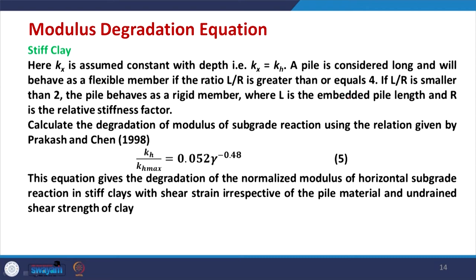The next step is to calculate the degradation of the modulus of subgrade reaction using the relation given by Prakash. Like equation number 1, after fitting the data, this equation has been prepared based on the experimental data conducted. Here you can see that the A value is 0.052 and B is minus 0.48 in equation number 1. So, this equation 5 gives the degradation for stiff clay, the normalized modulus of horizontal subgrade reaction with shear strain. It is irrespective of the pile material and the undrained shear strength of clay. Equation number 5 is a generic equation developed from many types of pile material. What has been proposed by Vesic depends on A and B, which depend on the pile material, but this is from a lot of test data.